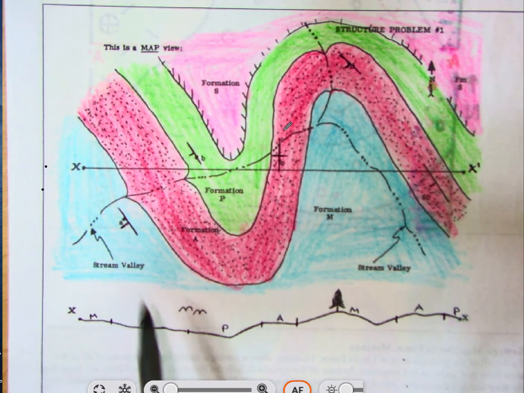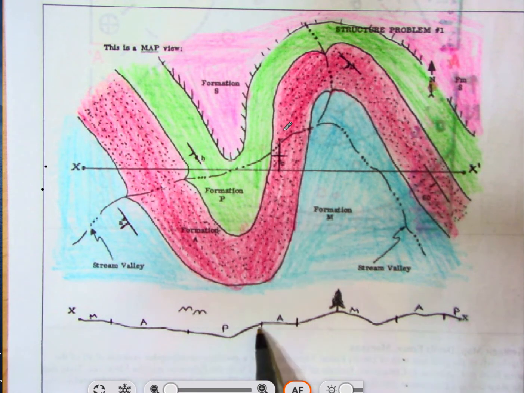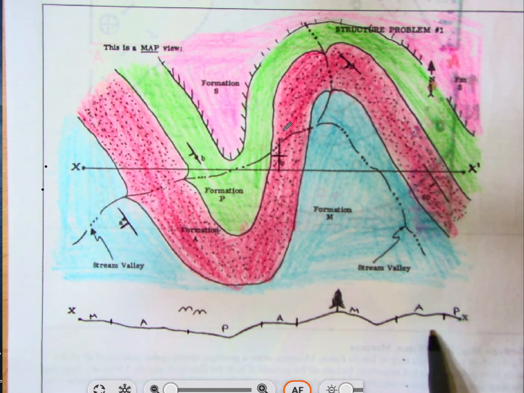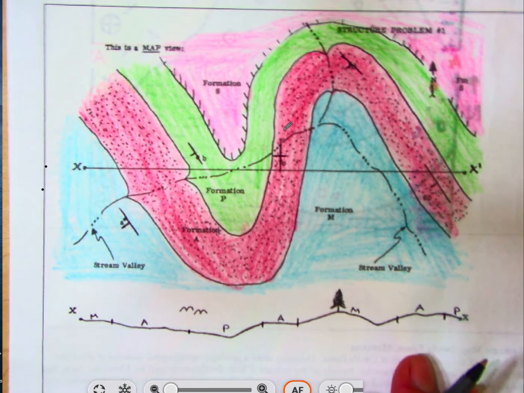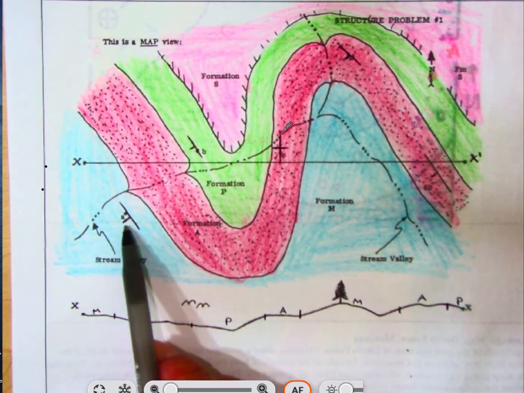So that's what I've done now. I've brought down, each tick mark here represents the contacts between each formation. So I've done these for all these. And now I want to show the geology. And again, I'm going to sketch these in because I don't have an actual number.